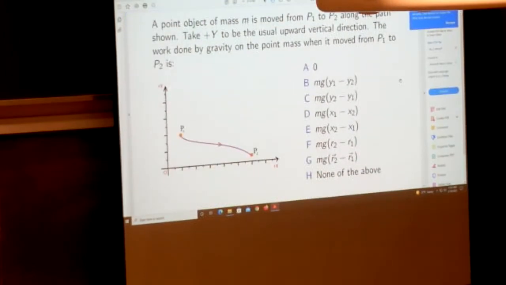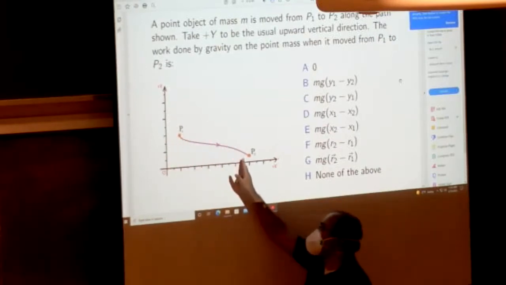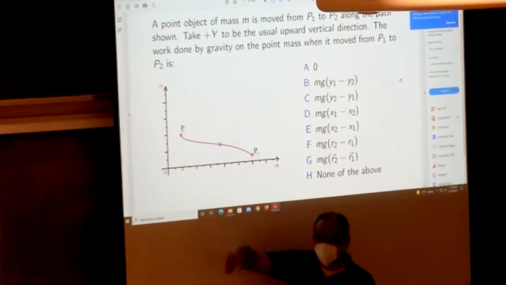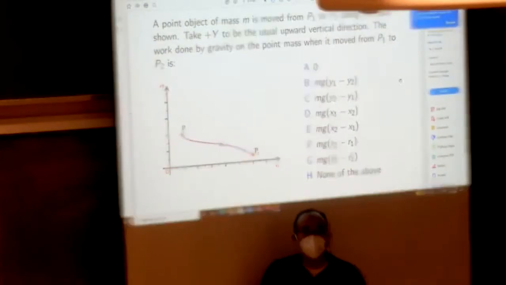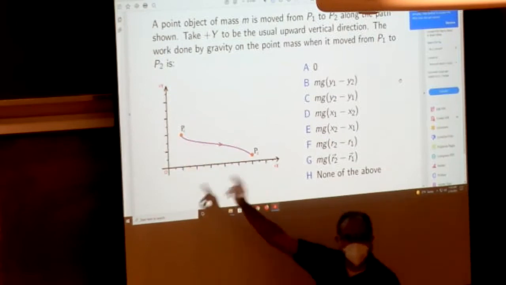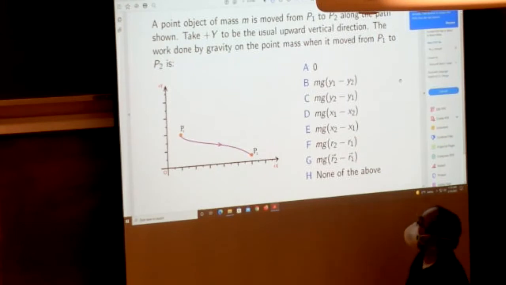Okay, consolidated on B. B is correct. We can see that the particle is moving to the right and down, which is in the same direction as the gravitational force. So we expect the work done by gravity to be positive. And since y1 is greater than y2, you would need y1 minus y2 to get that. G, remember, is a magnitude, 9.8 meters per second squared.